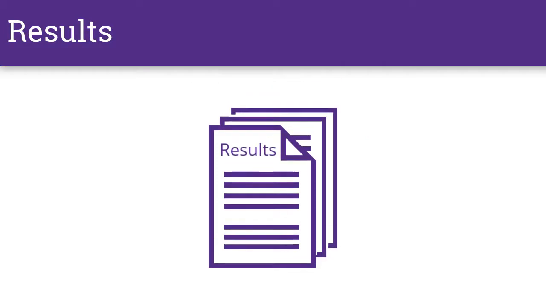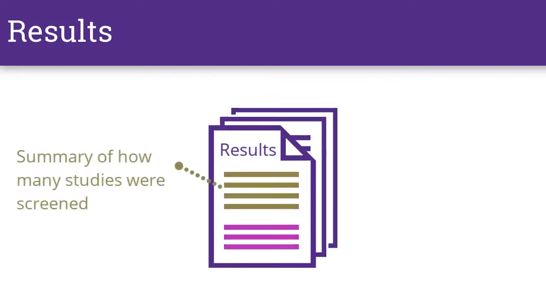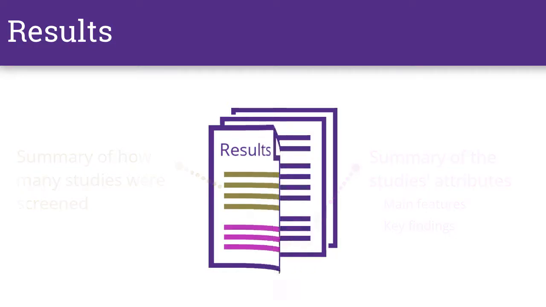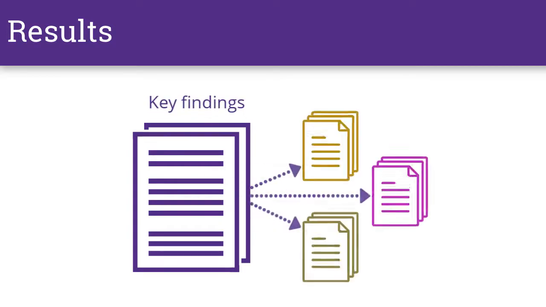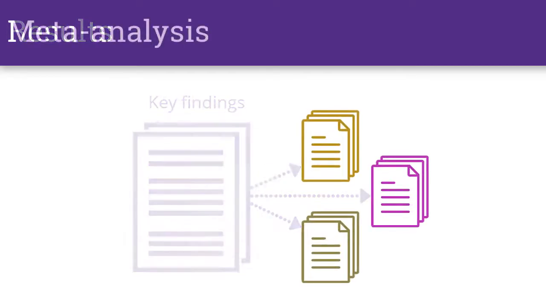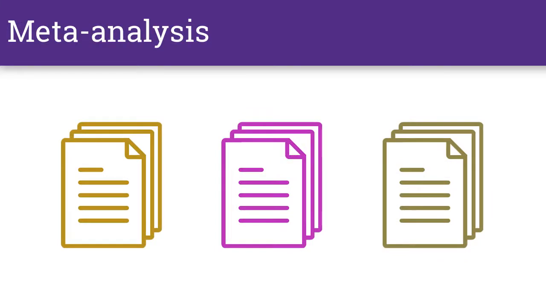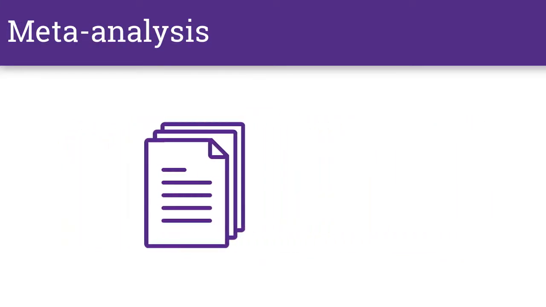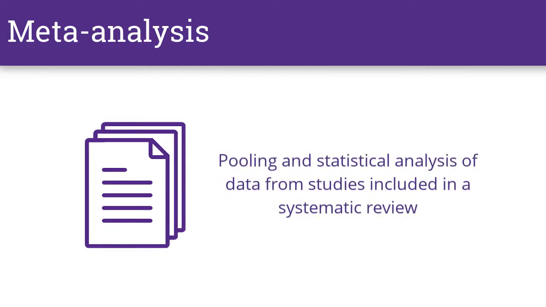Typically, the first step of the descriptive results will include a summary of how many studies were screened or included at each stage of the review process. Next, the attributes of studies are summarized, describing the main features of the study and key findings. Finally, a descriptive narrative is written regarding the key findings, considering all of the studies. In some cases, the final step of analysis may be performing a meta-analysis by combining the results of several studies. Meta-analysis is the pooling and statistical analysis of data from studies included in a systematic review.